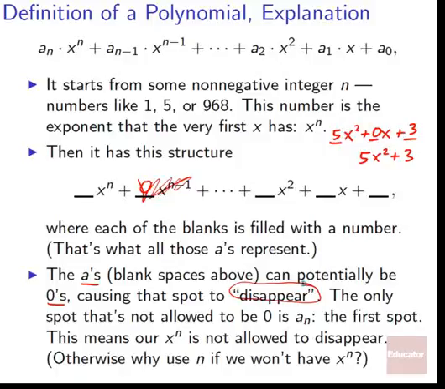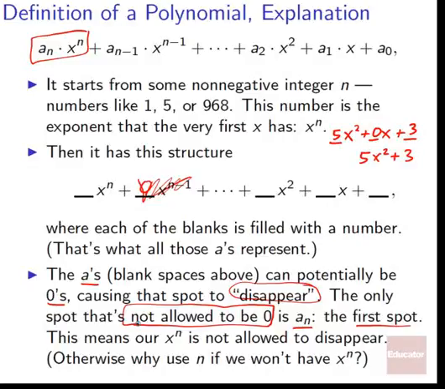Now, the only spot that's not allowed to disappear is a_n. a_n, the first spot, this one up here, is not allowed to be zero. Not allowed to be zero. Why not? Because if it was zero, then our x^n would just disappear, right? If we were able to have zero, then it would poof, it would be gone.